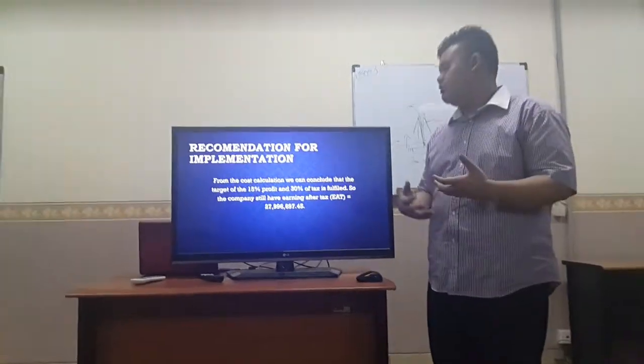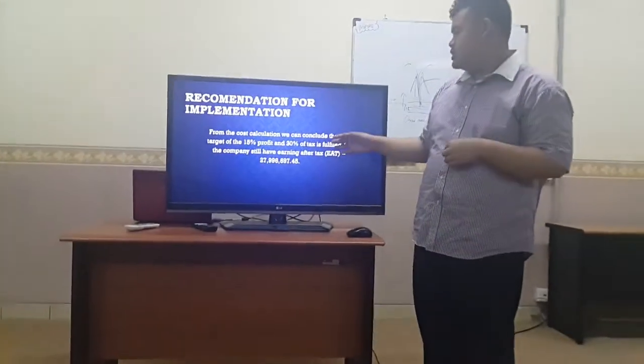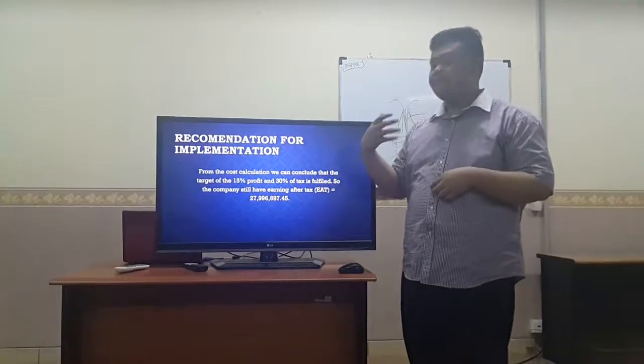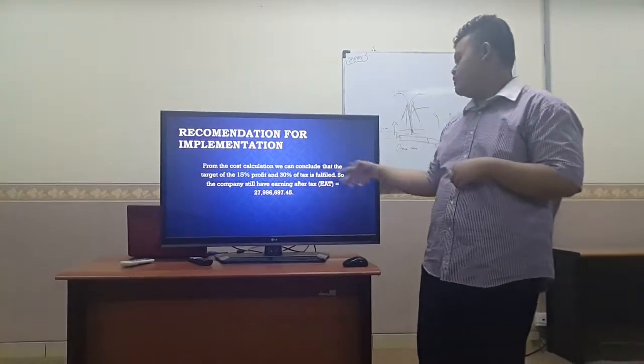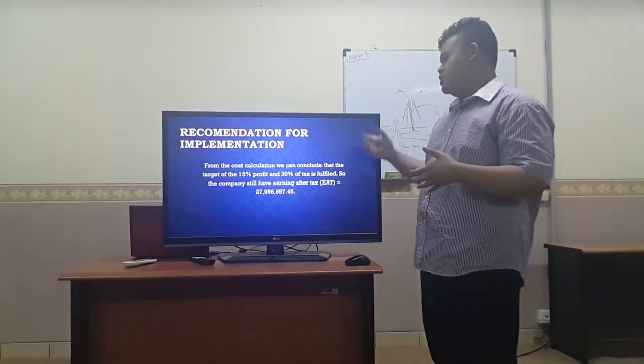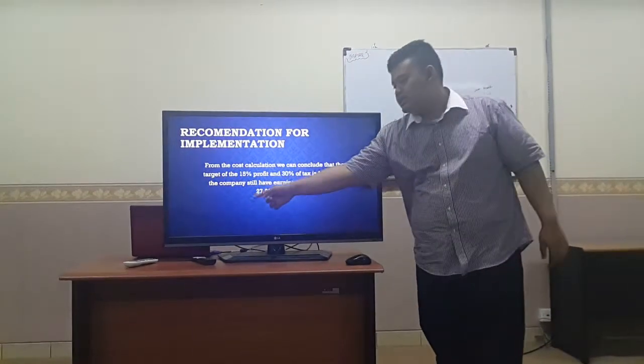So for the recommendation, from the cost calculation, we can conclude that the target of 15% profit and 30% tax is fulfilled. So the company has to earn this much after tax.